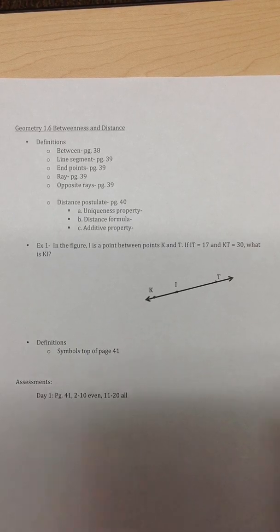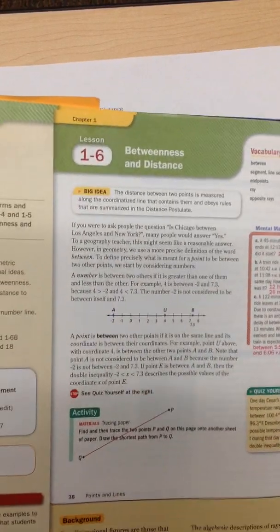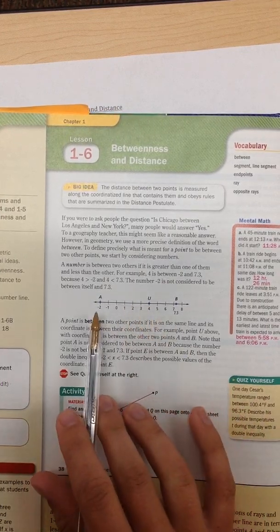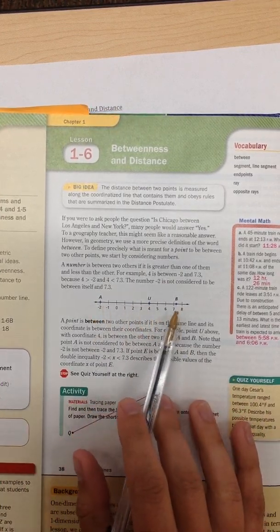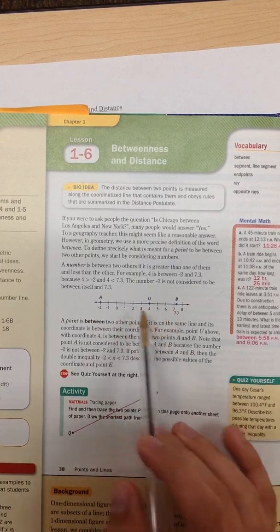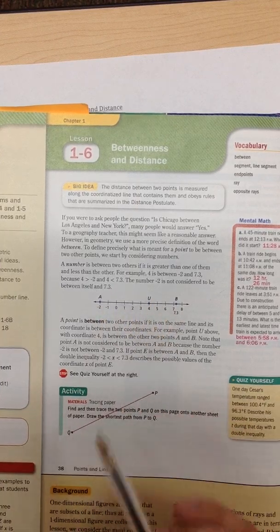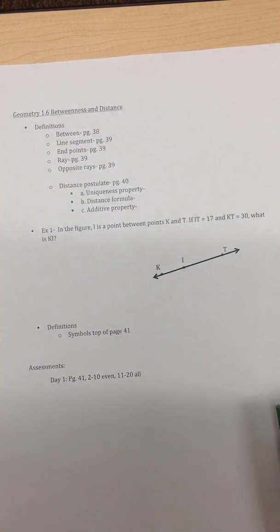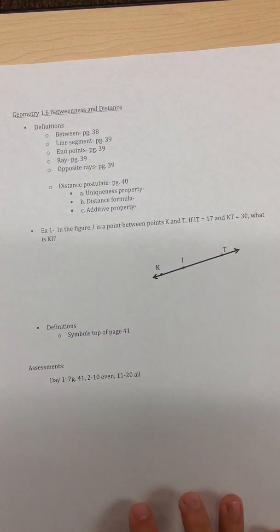They use an example here if you can see the book. Their example is U is in between A and B. So if they ask you for a point that's between A and B, you could say U. When we talk about between, that's what they mean, and it's got to be on the same line as well.